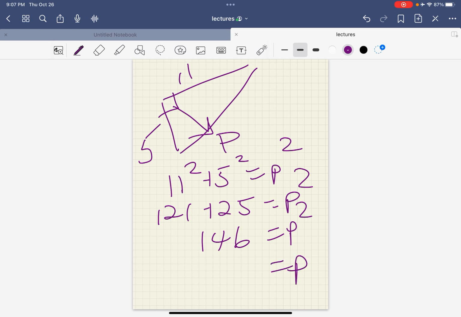So then we just have to figure out, does anything go in there that's a perfect square? 4 doesn't. Let's see, 9 doesn't. 16. 16 doesn't. Of course, 25 doesn't. 36. 49, no. 64, no. 81, no. So it's just going to be the square root of 146. It doesn't simplify.